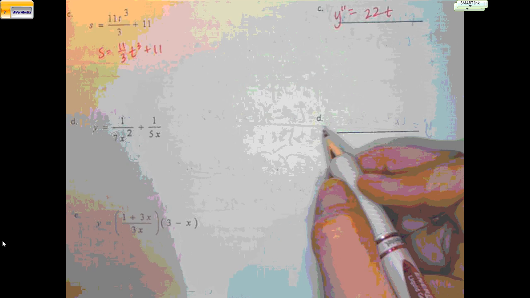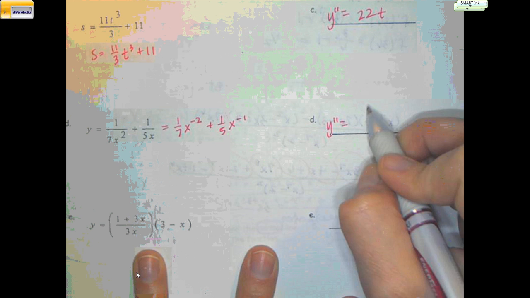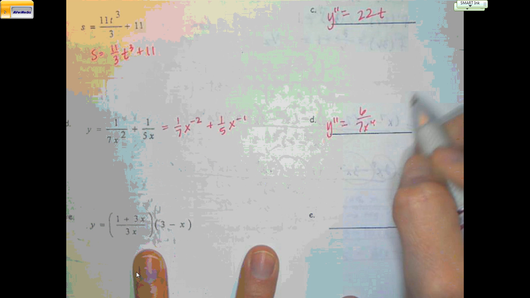Letter D. Some of you maybe didn't see that you could rewrite these. You can rewrite that as 1/7 x to the negative 2 and 1/5 x to the negative 1. Those mean the same thing. So on letter D, your second derivative, you should be able to get 6/7 x to the 4th plus 2/5 x to the 3rd.